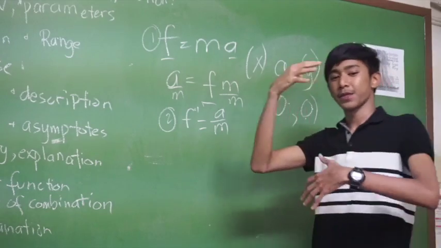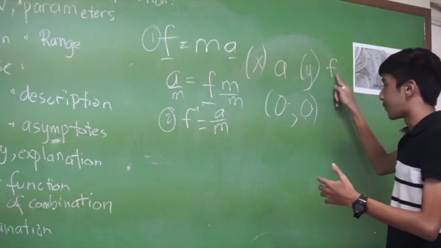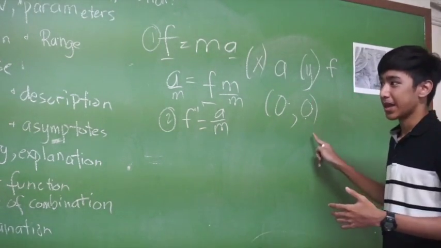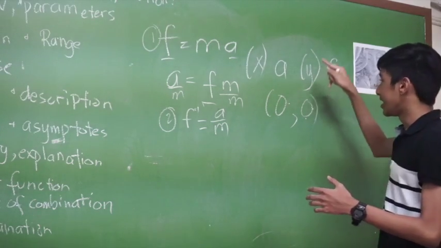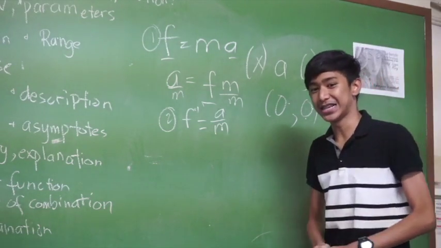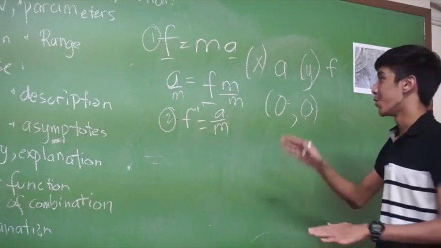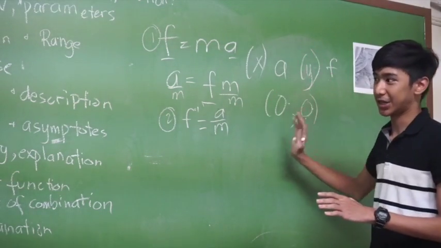Now let's look at it backwards. If the force acting on an object is 0, then it is not moving, which means it is not accelerating, which makes sense that the value of a is 0.